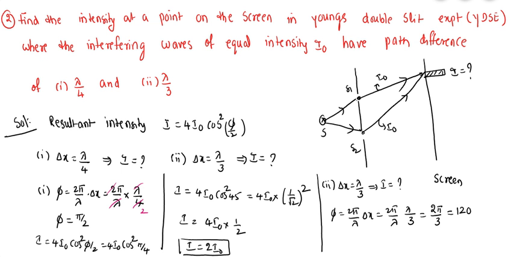Then I want the resultant intensity. The formula we have is 4 I naught cos square phi by 2. Phi by 2 is 120 by 2, which is nothing but cos 60. Cos 60 value is 1 by 2. After simplification, we will get I naught. This is the answer.